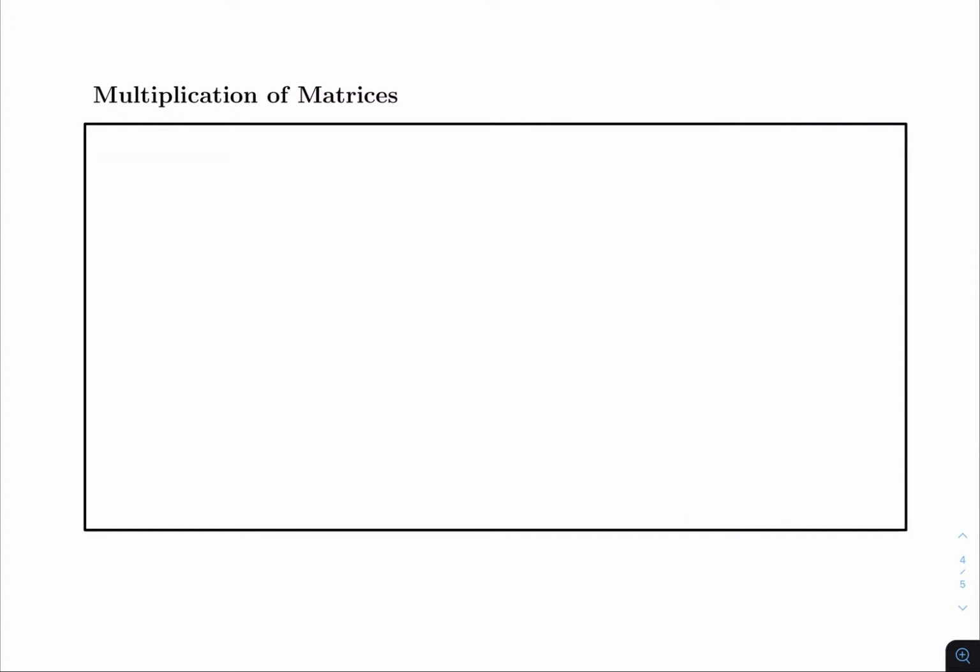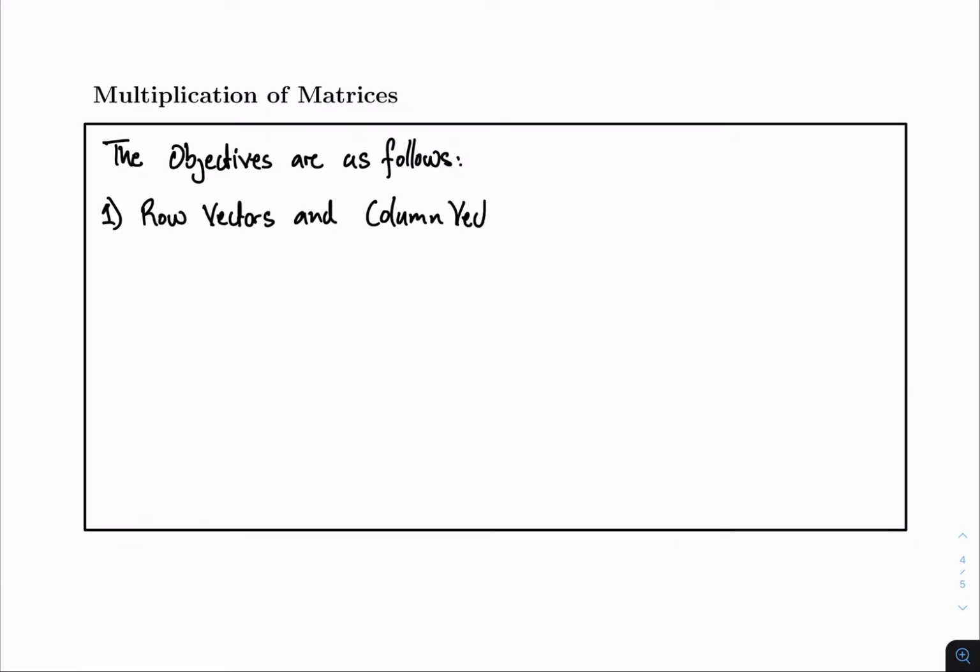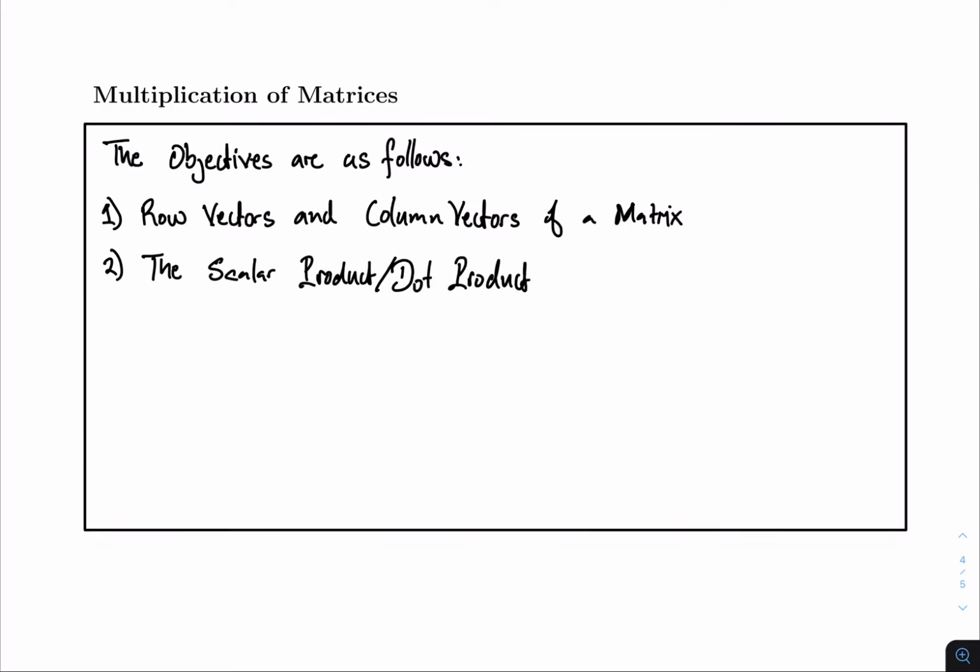In this video, we will be looking at multiplication of matrices, and the objectives are as follows. 1. We will look at row vectors and column vectors of a given matrix, and then we will look at the definition of the scalar product / dot product of vectors. Using that concept, we can then look at the meaning or the true process behind multiplication of matrices.